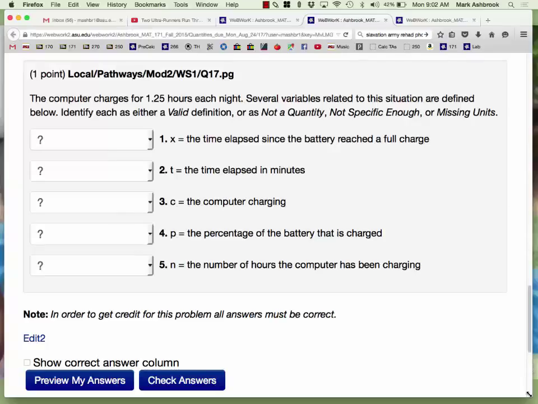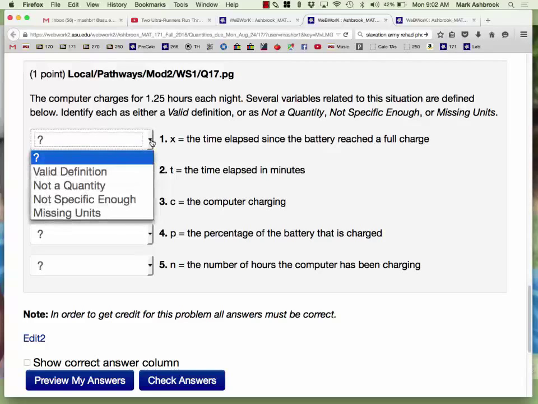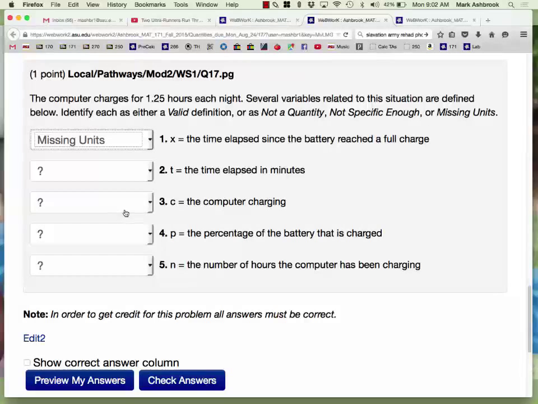So x equals the time elapsed since the battery reached a full charge. Is it a quantity? Is it fully specific? Does it have units? No units. Everything's good except there's no units. Missing units. T equals the time elapsed in minutes.